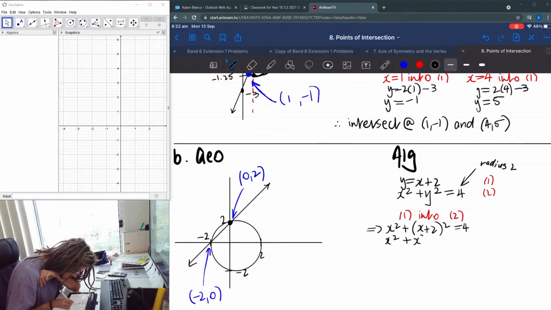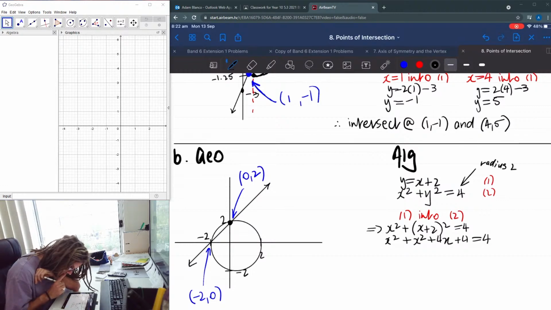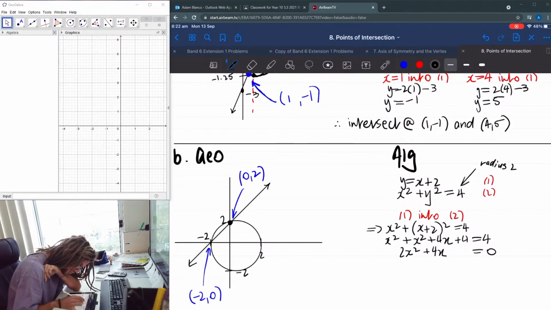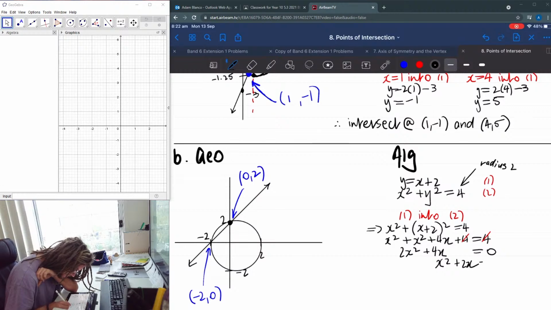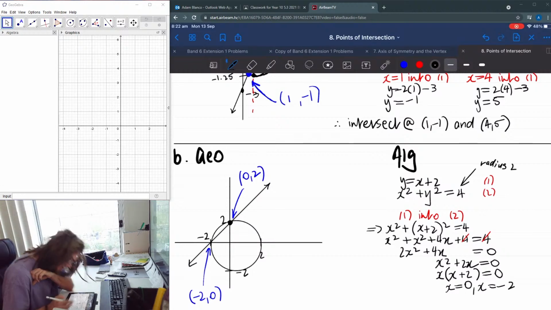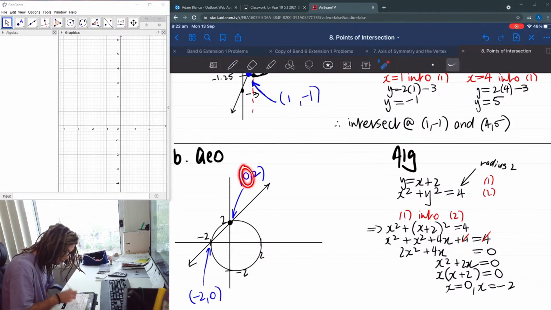So I'm going to do this all in one step. X squared plus 4x plus 4 equals 4. Okay, so that's now 2x squared plus 4x. I'll move that 4. That's going to be plus 0 now. Equals 0. So those 4s are going to cancel. Okay, now I'll divide everything by 2. So x squared plus 2x equals 0. Now I'll factorize x outside of x plus 2. Okay, so that means x equals 0 or x equals minus 2. And I can see that I already have those solutions, 0 and minus 2.